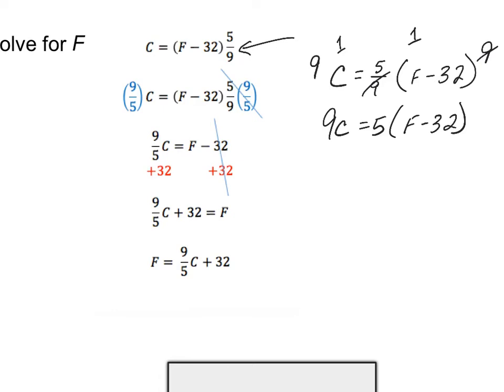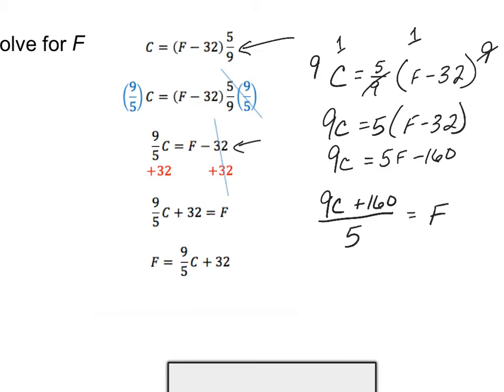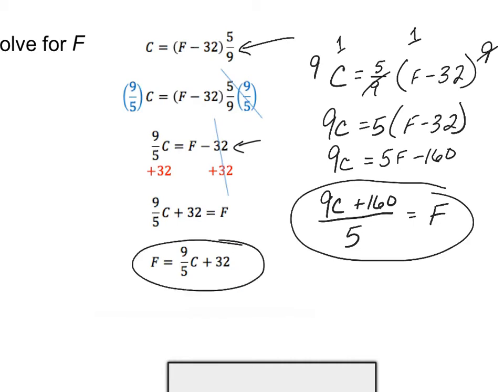Now, I guess you could divide both sides by 5, but then we're going to be right back over onto this side like we already did it. So I'm going to distribute the 5. That way I'm staying away from fractions as long as I can. And now it's a simple two-step equation where all I have to do is add 160 and then divide by 5, and I got the f by itself. But this answer looks totally different than this answer. But it's not really different. It's two different ways to write the same equation.